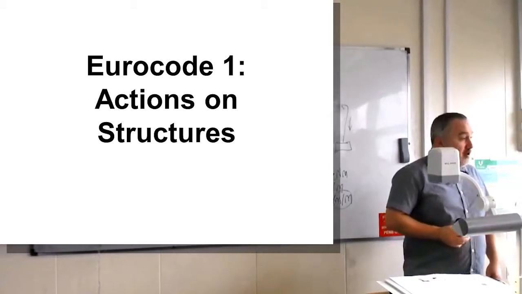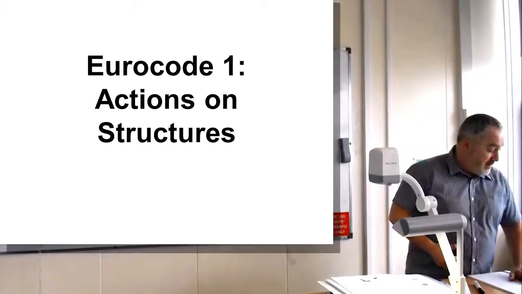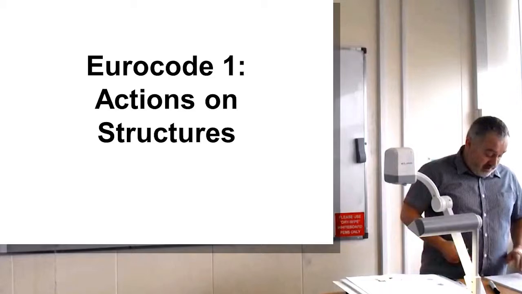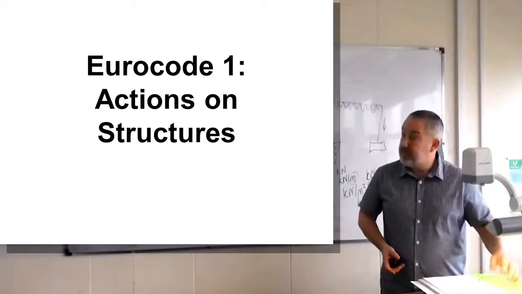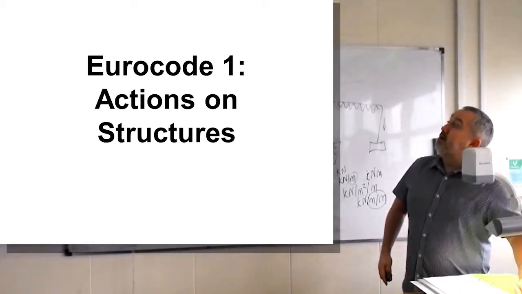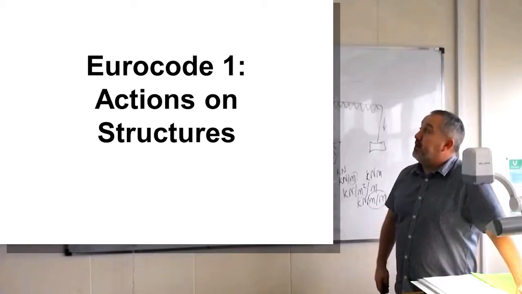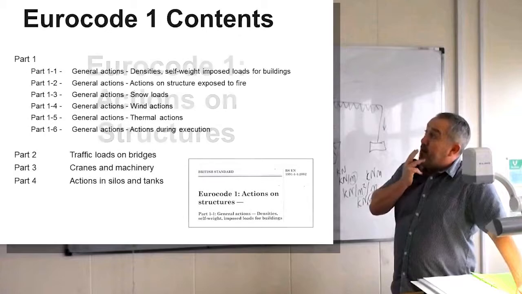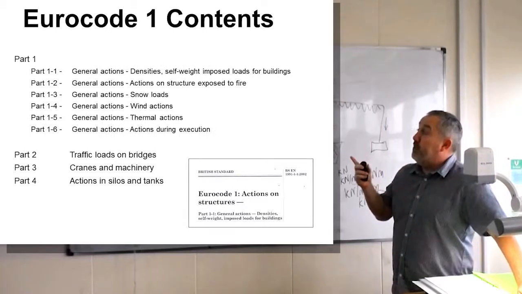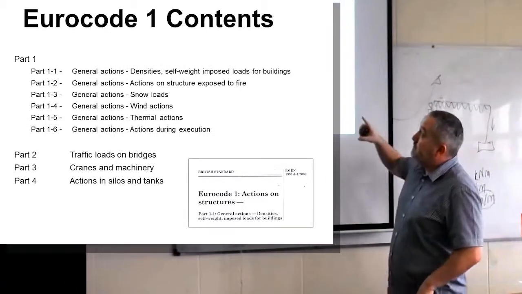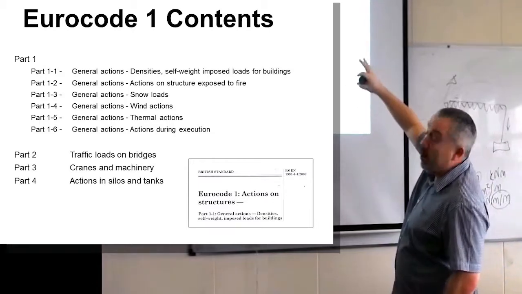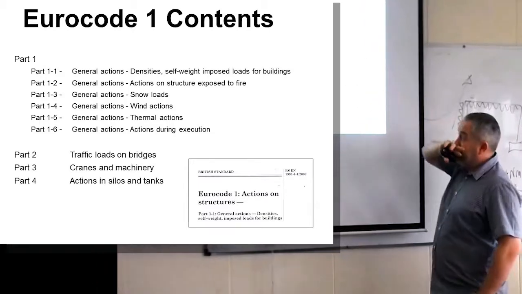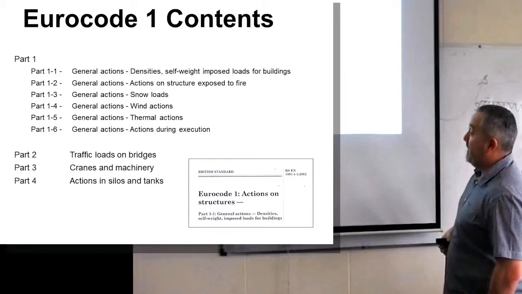Let's look at Eurocode 1 and the things that you need to consider. Eurocode 1. Next week we'll get into Eurocode 2. It has a content page. Eurocode 1 is split into 4 parts. We'll be using part 1 only. Again, you can print up the whole thing, but there's a lot there.